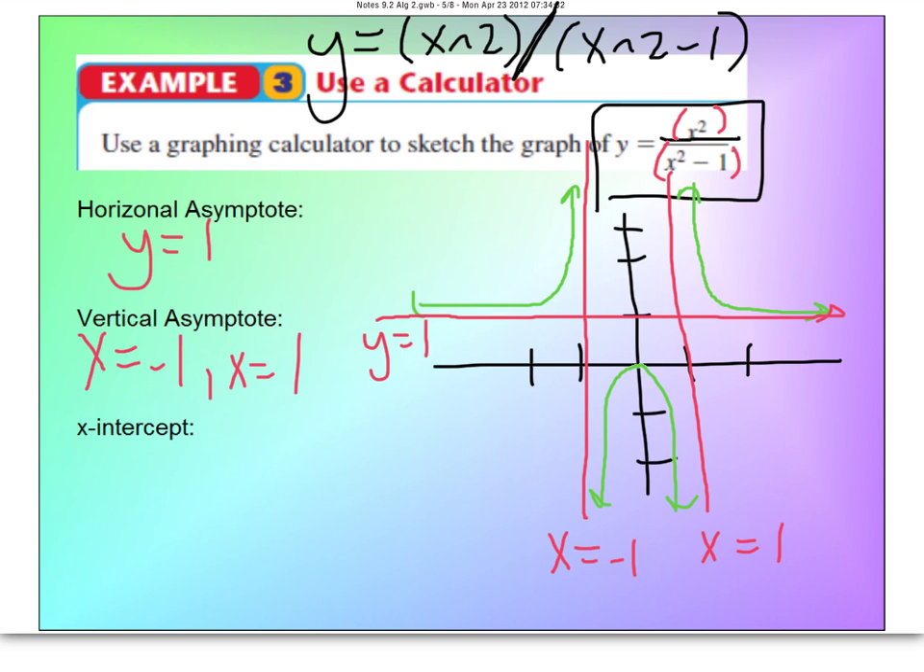Now this graph also happens to have an x-intercept. Where does it cross the x-axis? It's going to be right here. Remember, you could use your features of finding the zeros of the function, or you can identify it. The x-intercept happens at the ordered pair (0, 0).